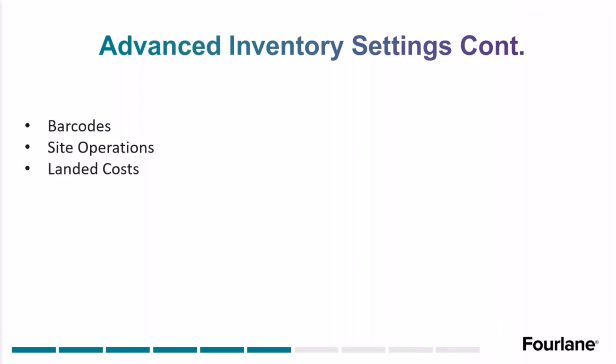All right, now we're going to get into the second half of the inventory settings, and that will round out all of the advanced inventory settings that we can enable inside of the system. So the remaining three we want to talk about are barcode usage, which does have a coupling or pairing with our site operations, and then finally landed cost.